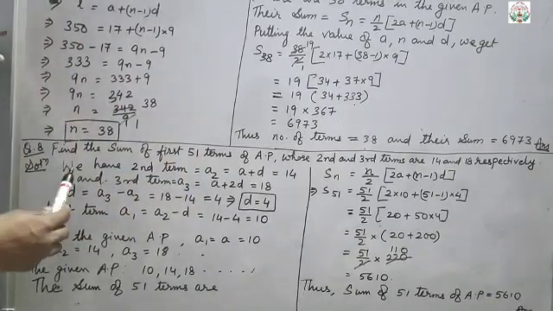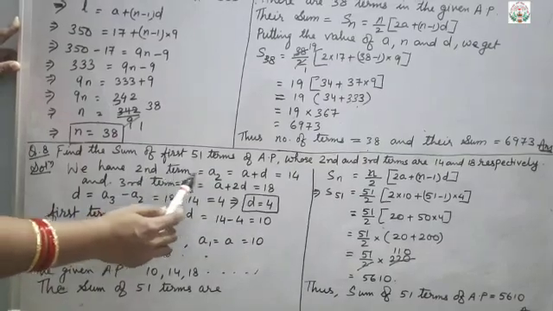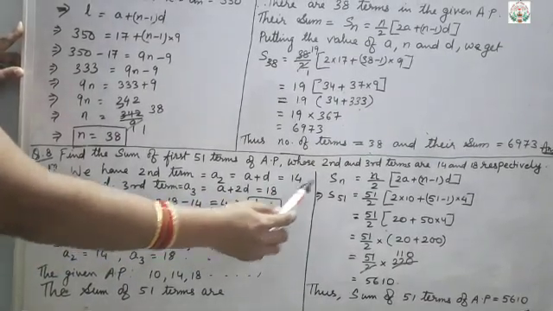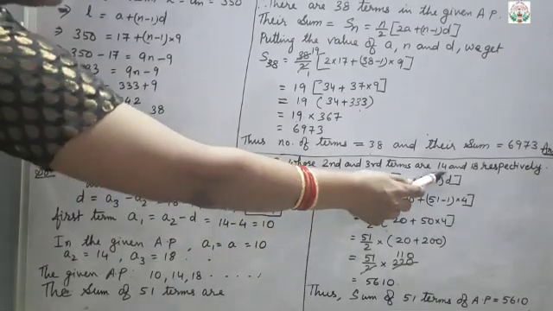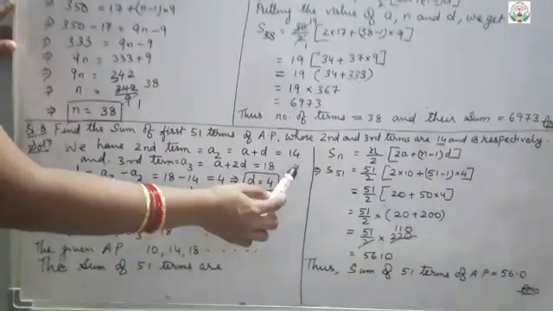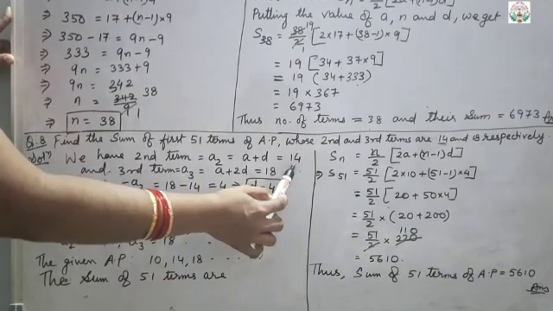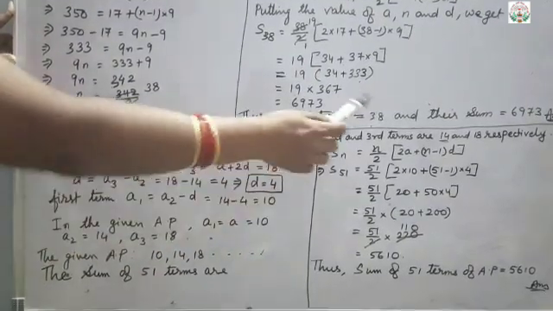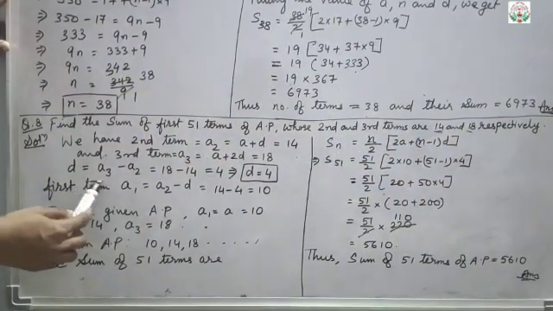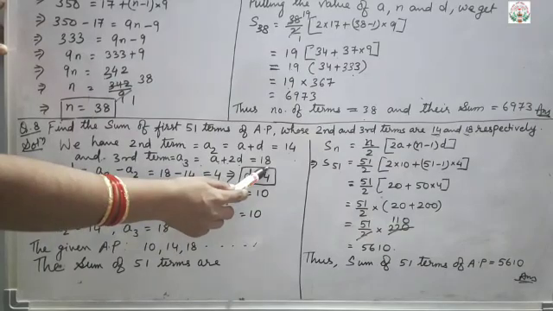Okay. So now what is given in this particular question? We are given the second term, that is A2 equals A plus D, which equals 14, because the second term is given as 14. So A2 equals A plus D equals 14. And the third term is given as 18. So the third term A3 is A plus 2D equals 18.